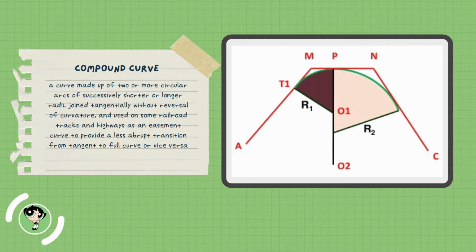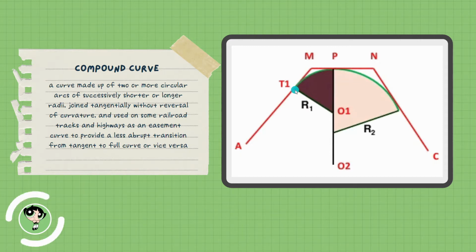So in simple terms, a compound curve consists of two or more simple curves with the same bending direction and with different radii. Here is a representation of a compound curve. It says here that it consists of two or more simple curves. This one right here is the first simple curve. This one right here is the second simple curve.